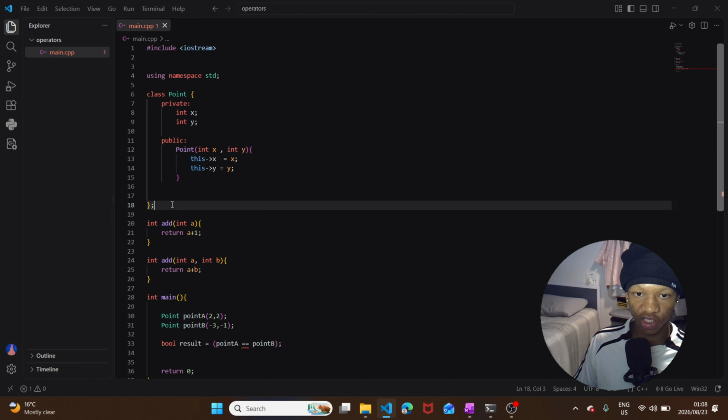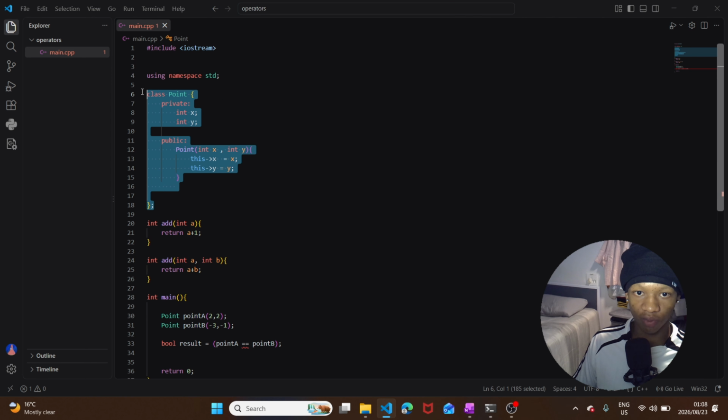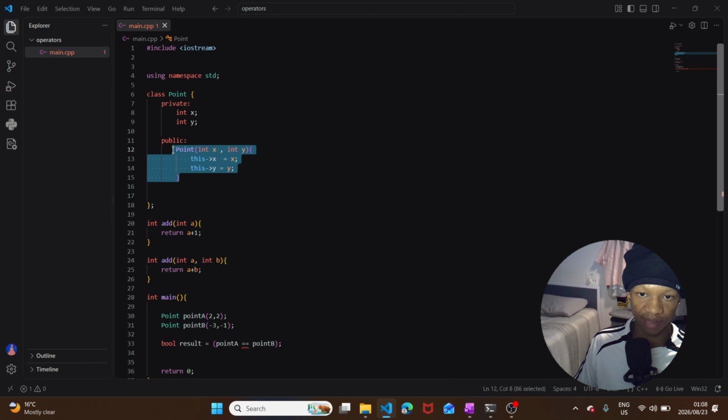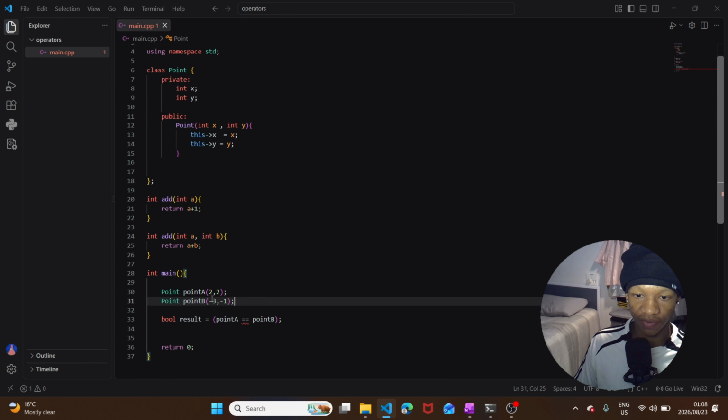So let's just go over the class that we have built here. Our class has two properties, x and y, and then we have our constructor that just sets up those values. Then we created those 2 points, point A and point B, and we passed in those parameters 2 and 2. So remember what we said.